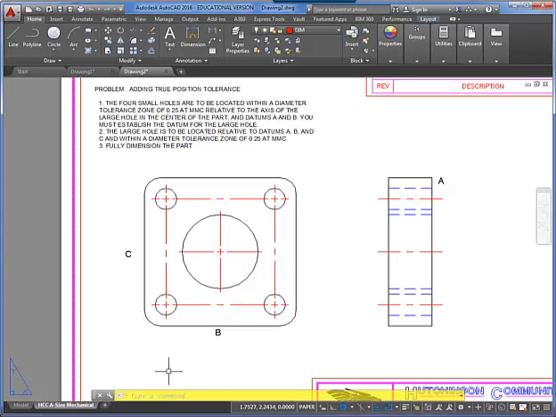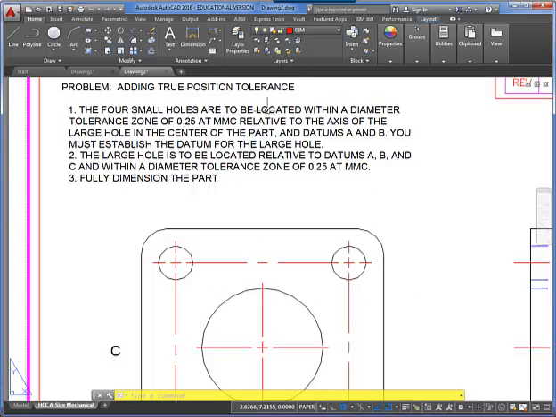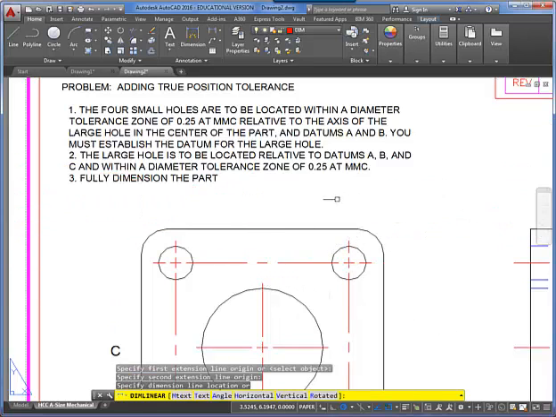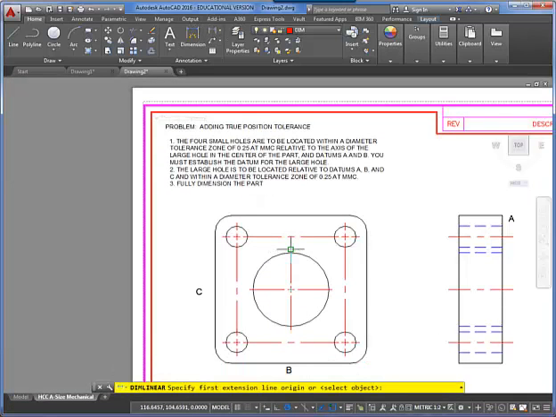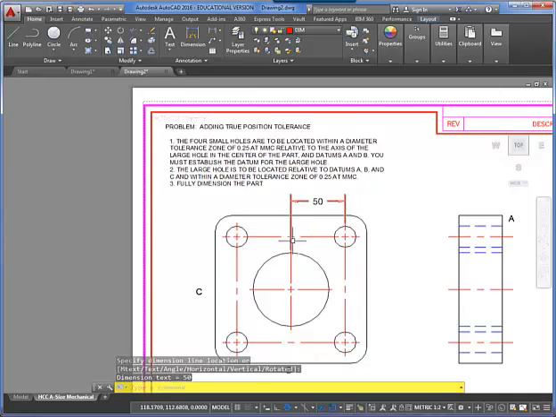So hang the datum D off of that control frame so that in line 1, when it says the 4 small holes are located within a diameter tolerance zone of 0.25 relative to the axis of the large hole, that means you should be dimensioning off of the large hole. So for example, oh, you got to do it inside the viewport since it's a metric one, forgot. So there to there, for example. And then it's going to need to be basic.